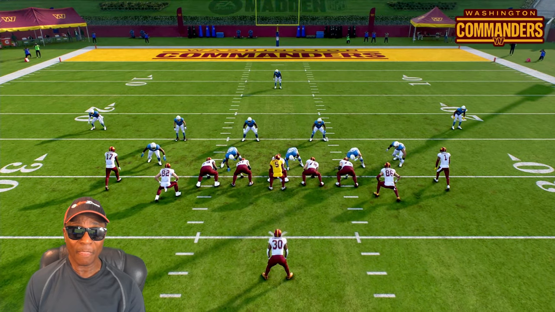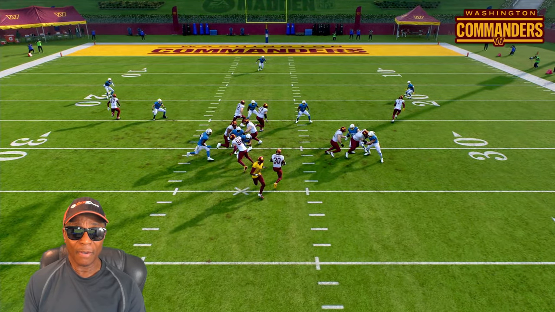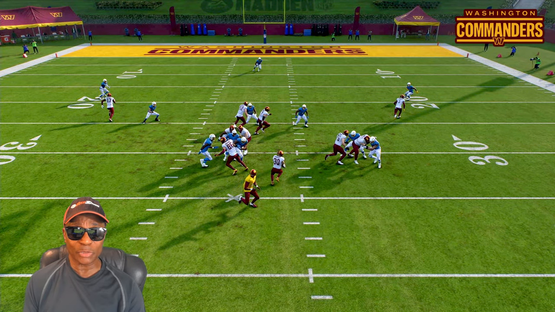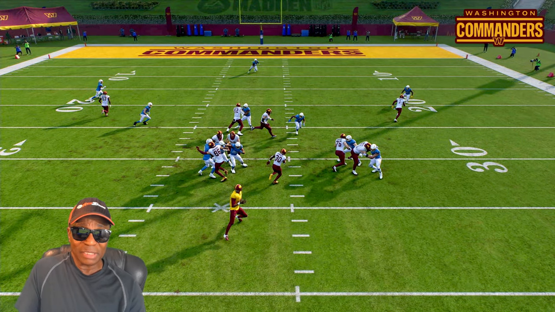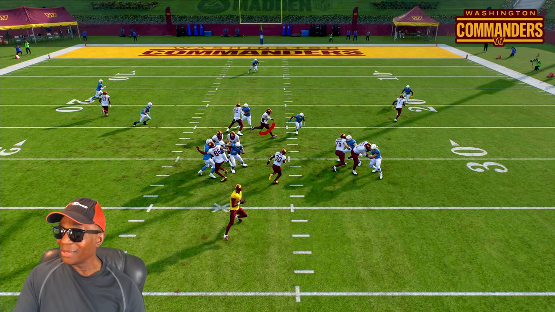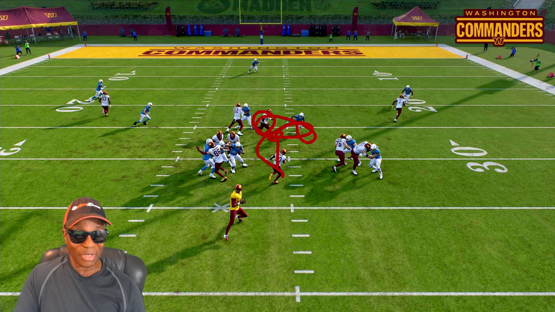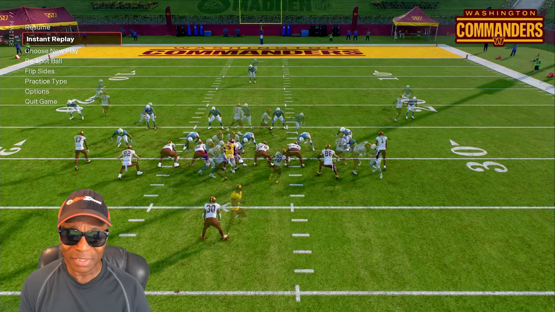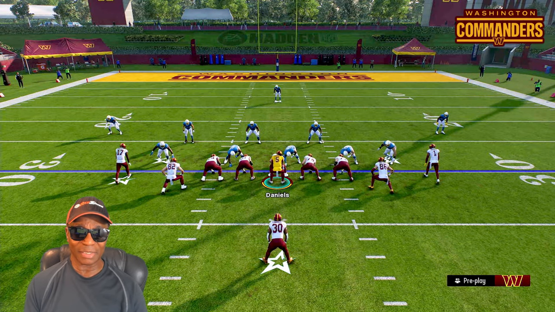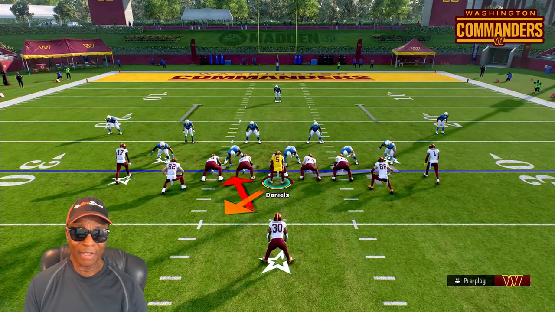Let's back it up. Okay, everybody grabbing their man. He just missed this block right here. If he had made this block, we had some stuff to do. You see what I'm saying, guys? All right, let's look at another one. Let's see what else we got.